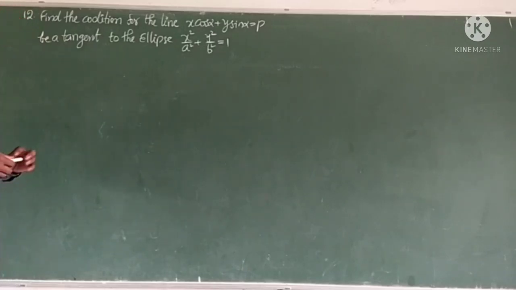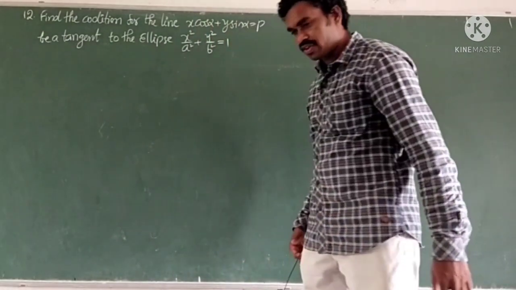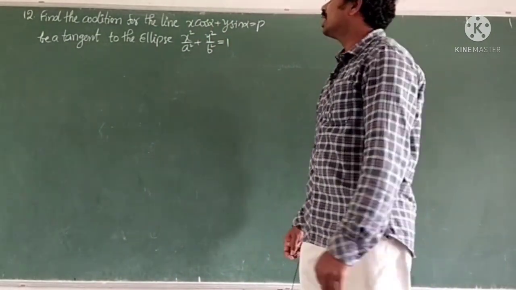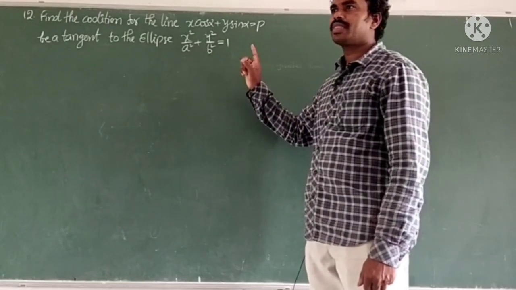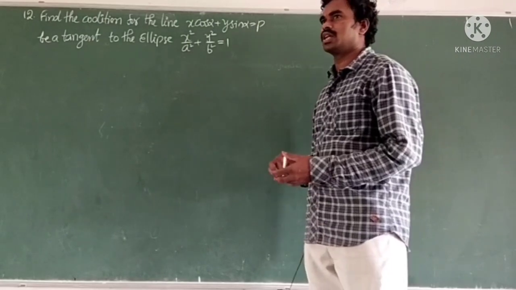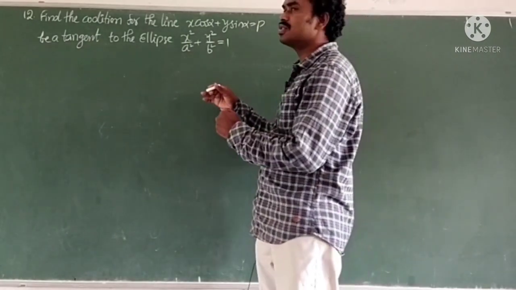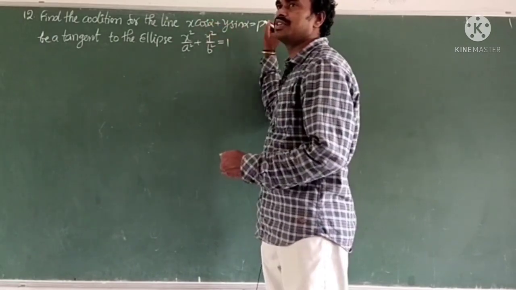Going to learn: find the condition for the line x cos alpha plus y sin alpha equal to p to be a tangent to the ellipse x square by a square plus y square by b square is equal to 1. Actually, for the line y equal to mx plus c, we have a condition that c square equal to a square m square plus b square. So the same condition we will use, and we will find another condition for this type of equation.